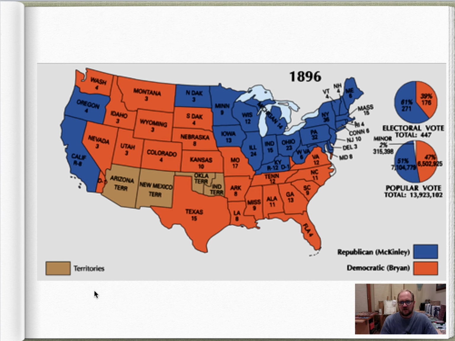In this election, it's going to be a close popular vote election. You see 47% to 51%. McKinley will win, though, the majority of the electoral vote, basically taking all the North and the West, where Bryan is going to take all the South and also these Mountain West farming states as well.